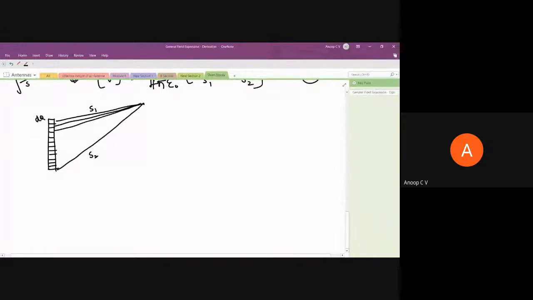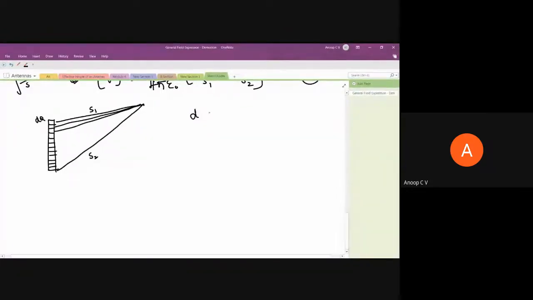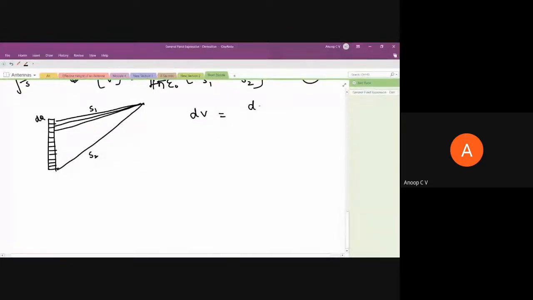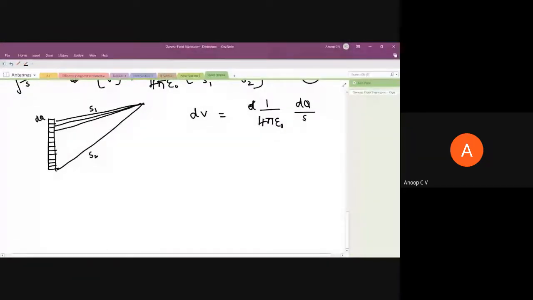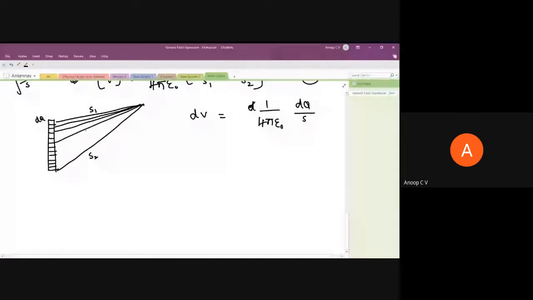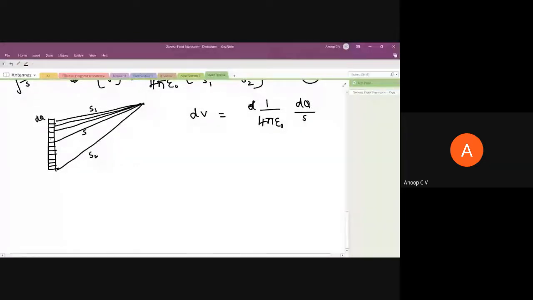So what I need to find is dv, which is equal to 1 by 4 pi epsilon naught dq divided by s, where this s is a general point. This is the differential length I'm considering. s is the distance of the point r from this differential length. So dv is 1 by 4 pi epsilon naught dq divided by s. Are you okay with this, Pranchita? Yes, sir. This is okay, right?